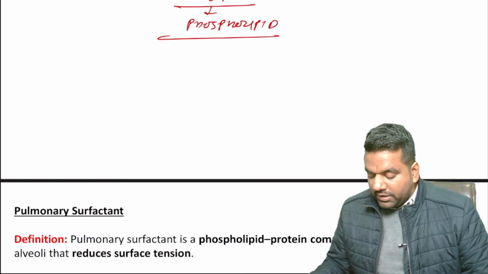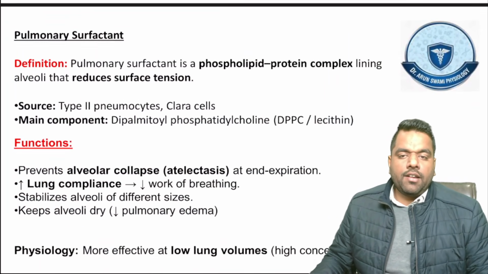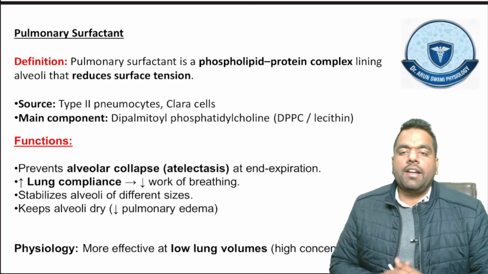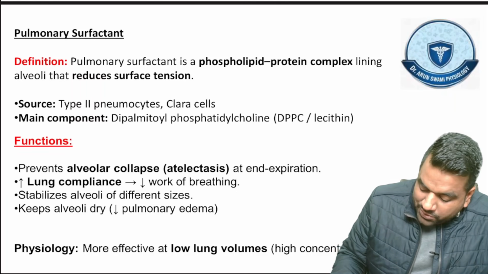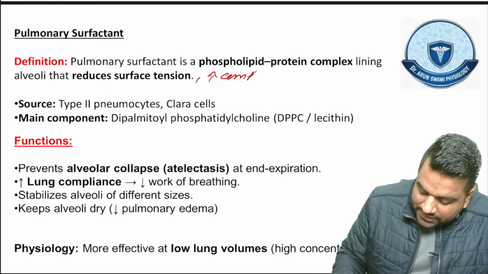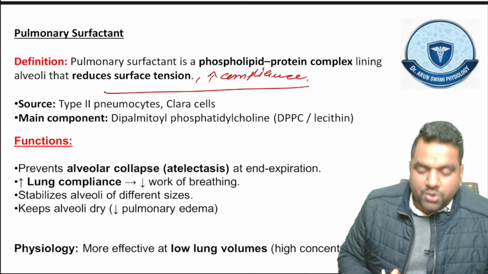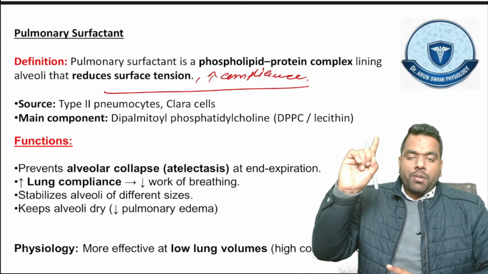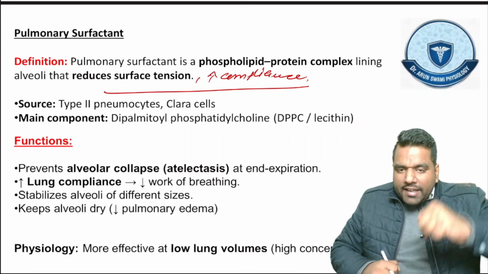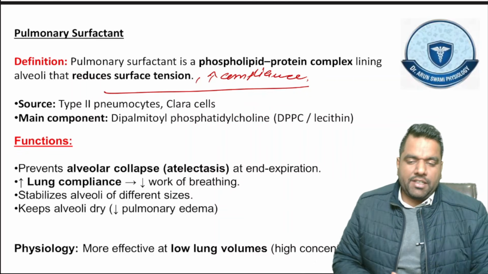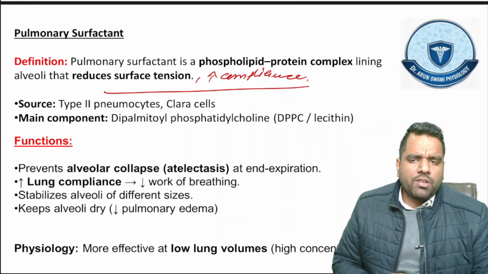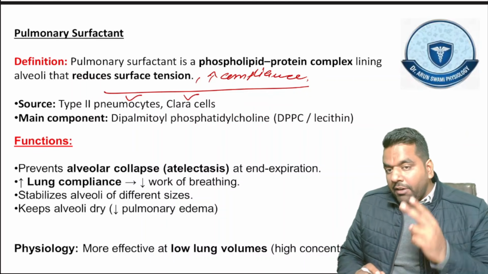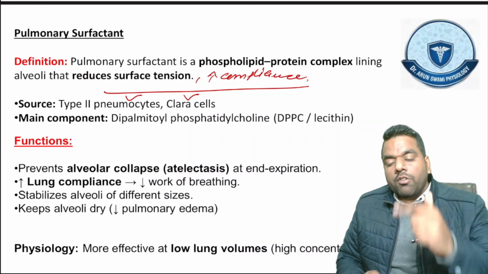So a few things about the surfactant. The pulmonary surfactant is made up of a phospholipid protein complex lining the alveoli that reduces the surface tension, and it also increases the compliance. So two things you have to remember: the surfactant decreases surface tension and increases compliance, and deficiency of the surfactant will decrease the compliance and increase the surface tension. Who is producing this surfactant in the lungs? It is produced by the type 2 pneumocyte or the Clara cell. Guys, if both cells are given in the option, then mark both cells.